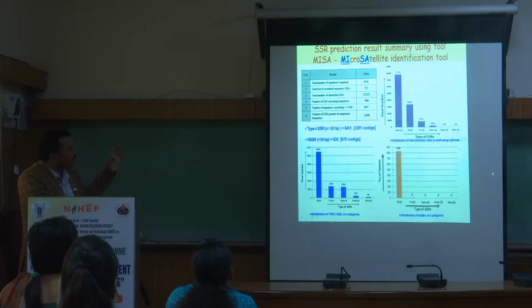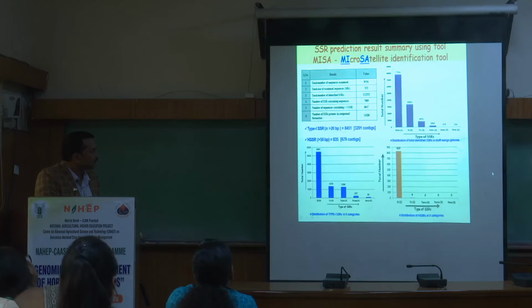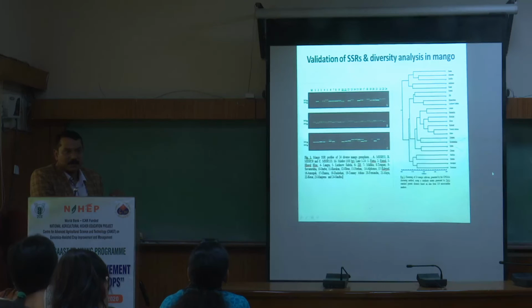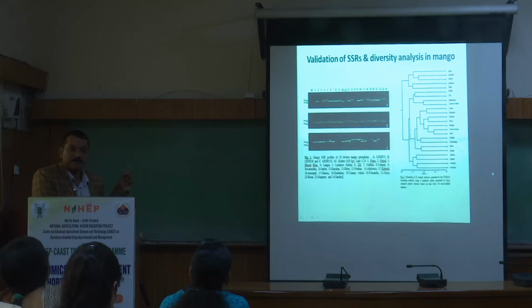Lots of SSRs and SNPs have been predicted from this genome data. And our job, from the Division of Fruits and Horticulture Technology, was to validate all the SSRs obtained from this genome data. So we did this, and we have validated 650 SSRs.